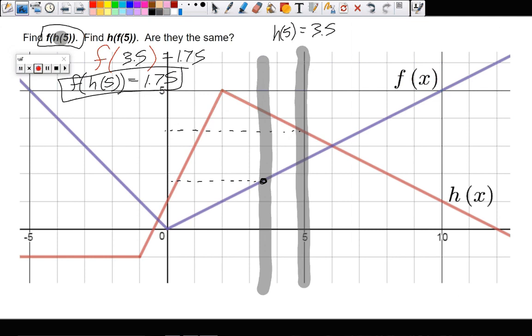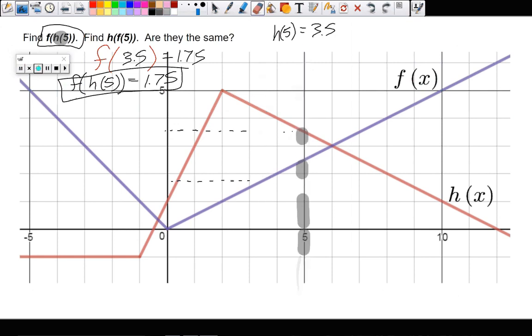Okay? Let's do the other way around. The other way is saying h of f of 5. Let's do f of 5 first. Here's 5. Jump on f. What do we have? What is that? 2.5. So f of 5 is 2.5.